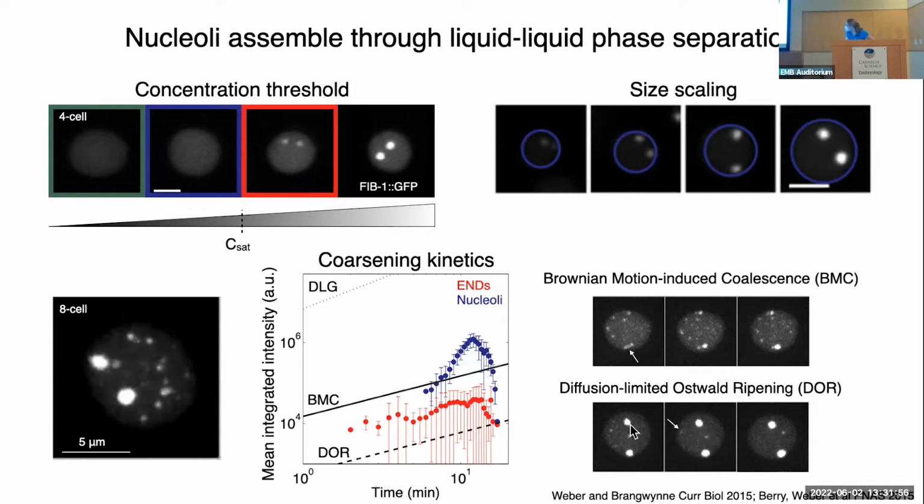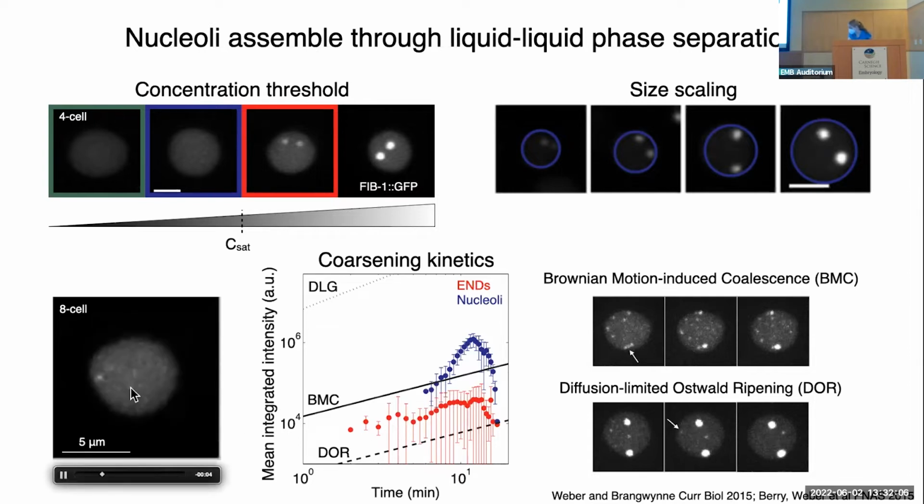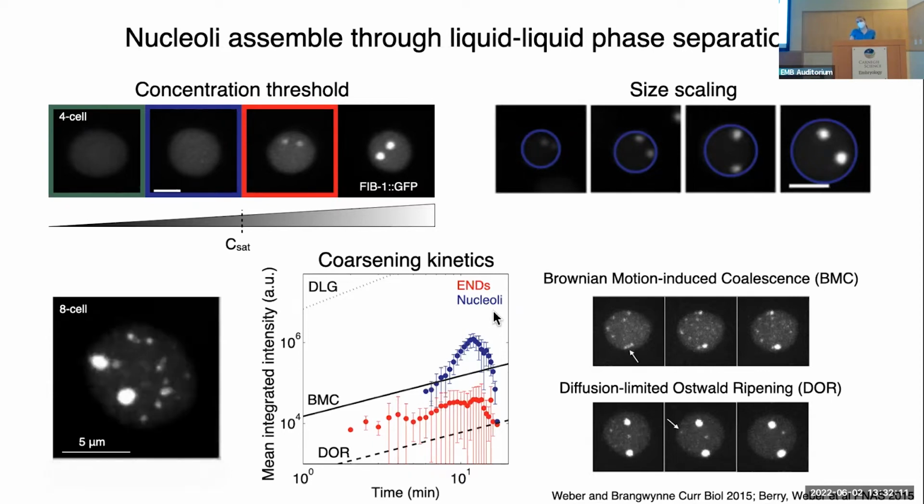And both of these mechanisms predict a scaling of 1/3 of the radius of duration with time. And that is what we see for our small little droplets. And then the big droplets have a much faster scaling that we cannot predict by classical physics. And this is dependent on transcription of RNA polymerase one for ribosomal RNA. And so the coarsening kinetics also match these classical predictions from thermodynamics.